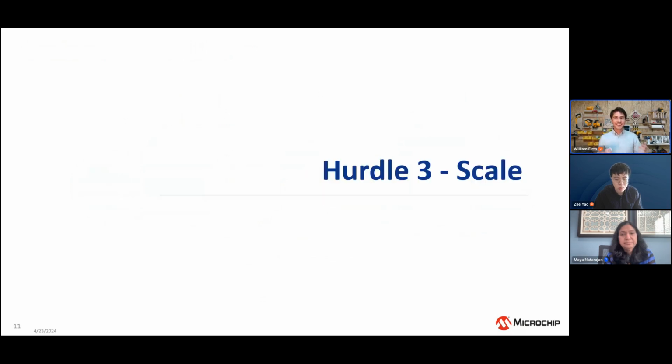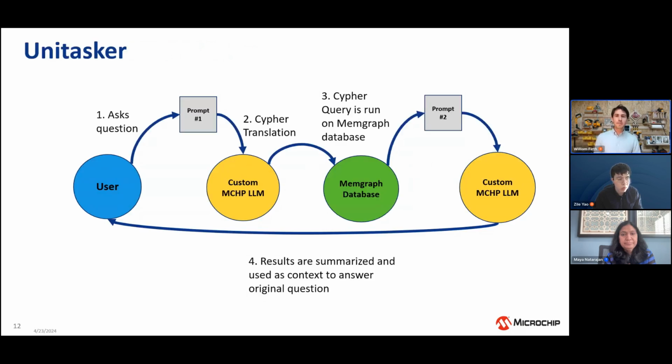So the problem is we were working in a bubble, and we didn't really think about what this would look like if other teams wanted to do the same thing. And the problem there is that this chain is a unitasker. And what I mean by that is it can only do one thing. It can only answer questions on this specific Memgraph database.